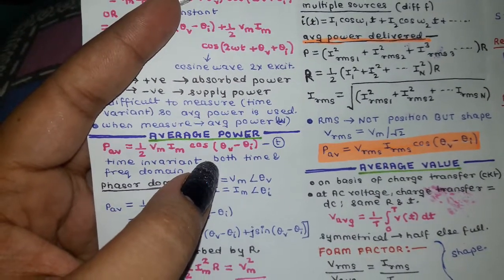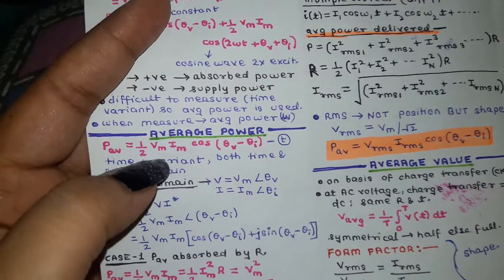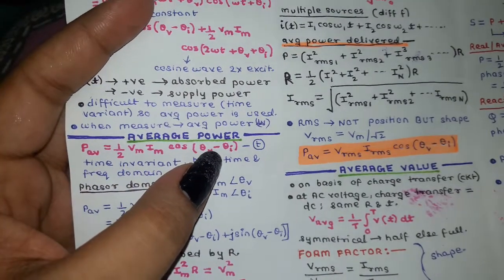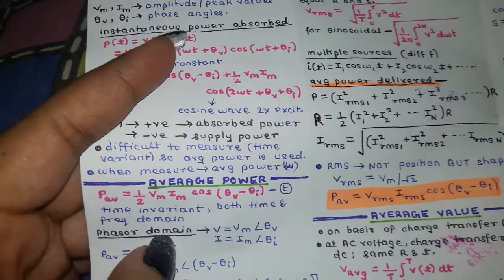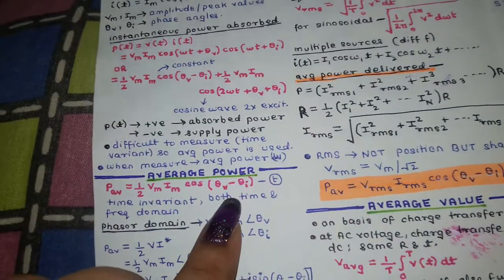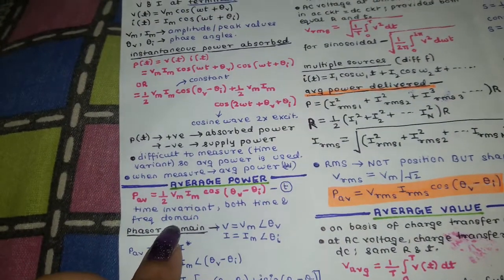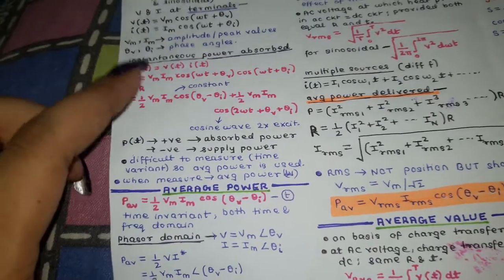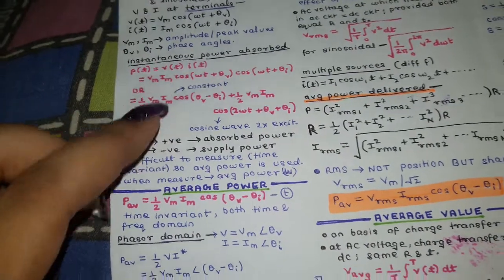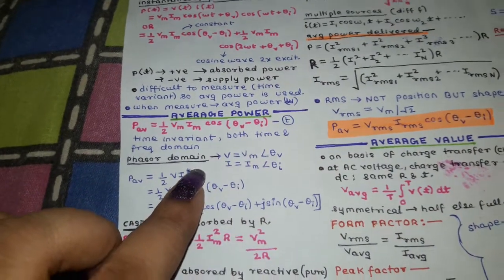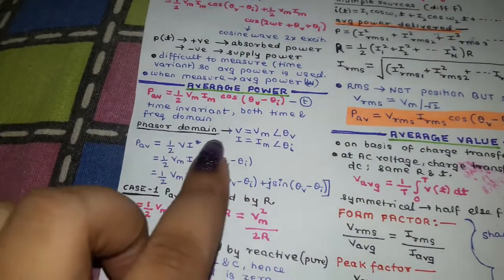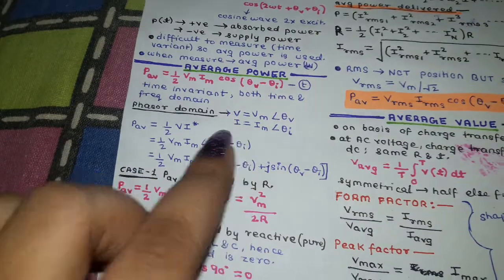Let's talk about average power. It is defined by this formula in time domain. It is time variant and it can be calculated in both time as well as frequency domain. Instantaneous power can only be calculated in time domain, whereas average power can be calculated in both time as well as frequency domain. In phasor domain, we represent by these formulas.